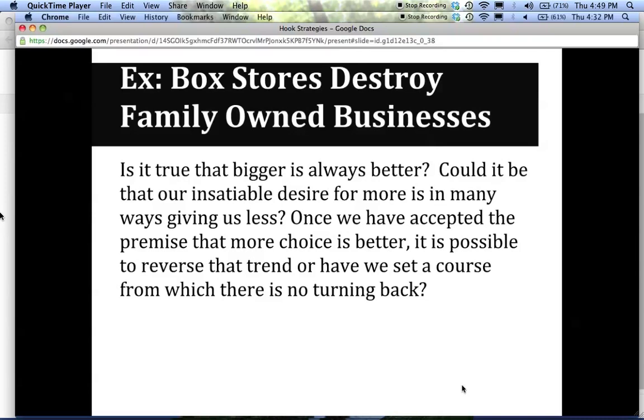So it starts with this very big question. Is it true that bigger is always better? And then the questions get a little bit more narrowed in scope. Could it be that our insatiable desire for more is in many ways giving us less? Once we've accepted the premise that more choice is better, is it possible to reverse that trend, or have we set a course from which there is no turning back?